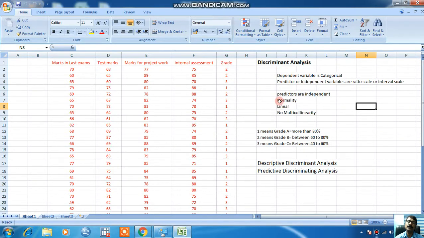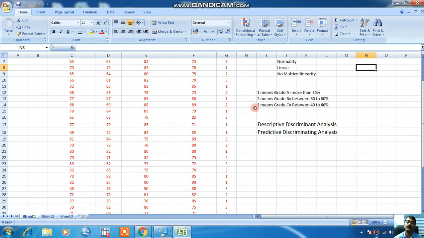Then we can compare to what extent the gradation developed by the discriminant function is accurate with respect to the actual gradation, so that we can get the percentage of accuracy. One is the statistically determined gradation, and another is the original or actual gradation. Then we can compare whether the discriminant function derived gradation is, say, 70% correct or not. This is one objective.